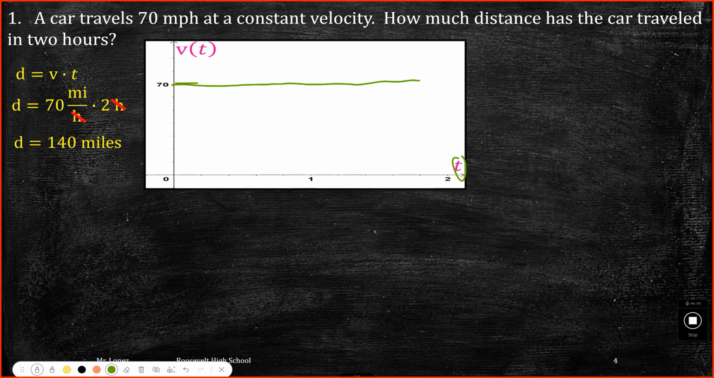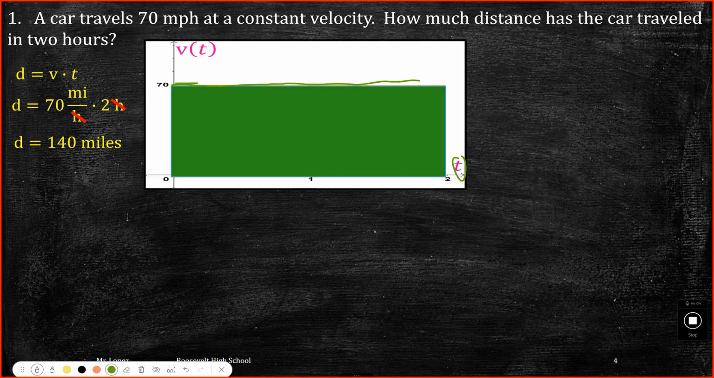The area under the curve is the distance it has covered. 70 times 2 is 140. And you notice that it's on top of the x-axis, so it's positive velocity. All right.